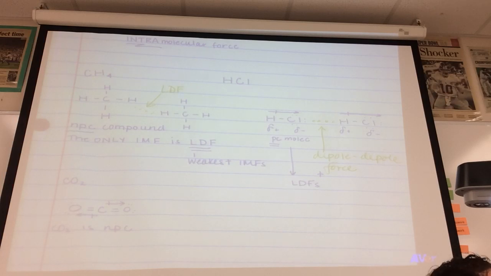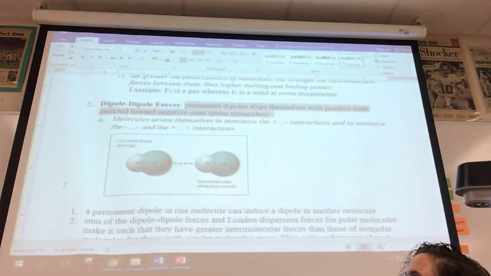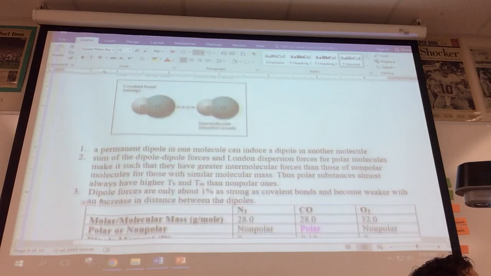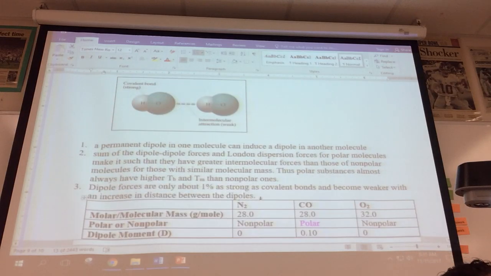And again, I tried to write everything in your notes so you had it, but we're going to keep it very simple. So if your compound is polar covalent, which you know how to determine, you'll have LDFs and dipole to dipole interactions. Carbon dioxide is nonpolar covalent, so the only IMF that it can have is what? LDFs. And again, everything is written here as well.